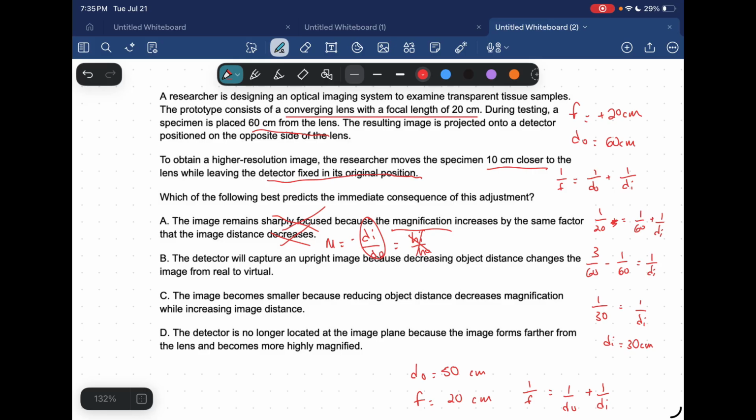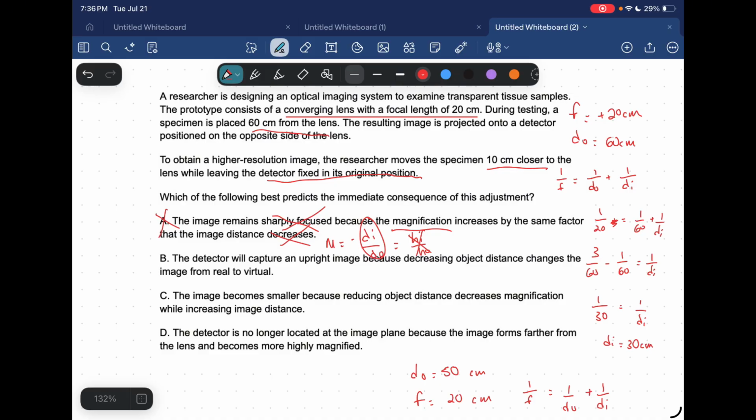And what you'll notice is that the image distance increased while the object distance decreased. And because the numerator increases and the denominator decreased, magnification does increase, but since it's wrong on the two other accounts, we can definitely eliminate answer choice A.